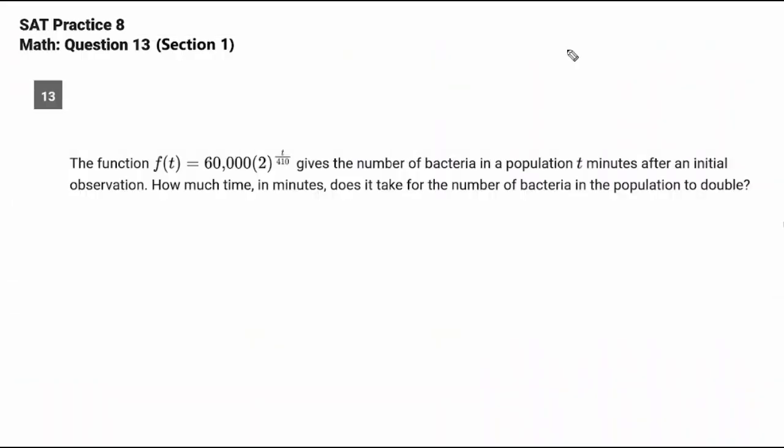We're on SAT Practice Test 8, Math Section 1, Question 13. Level of difficulty here is medium. It's the last medium question in Section 1. It's a plug-in. There's no choice but to plug in on this problem. The function f of t equals 60,000 times 2 to the t over 410 gives the number of bacteria in a population t minutes after an initial observation. How much time in minutes does it take for the number of bacteria in the population to double?